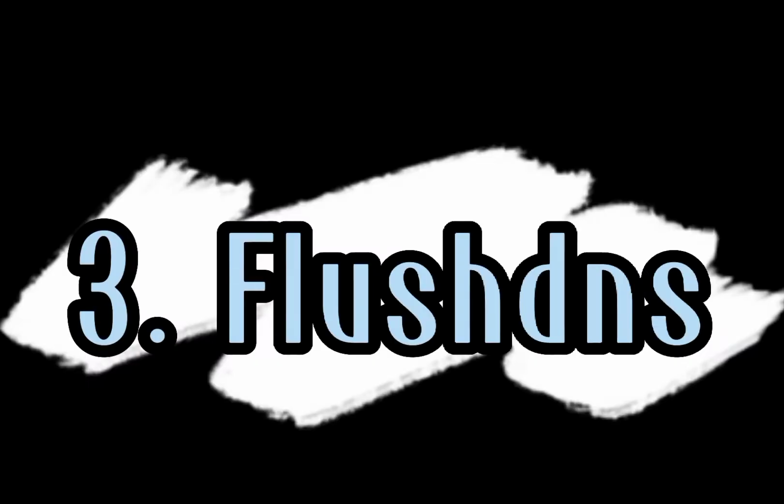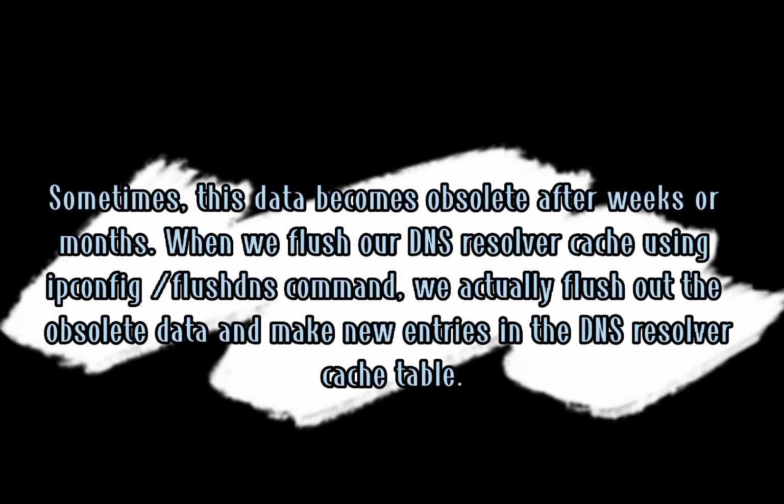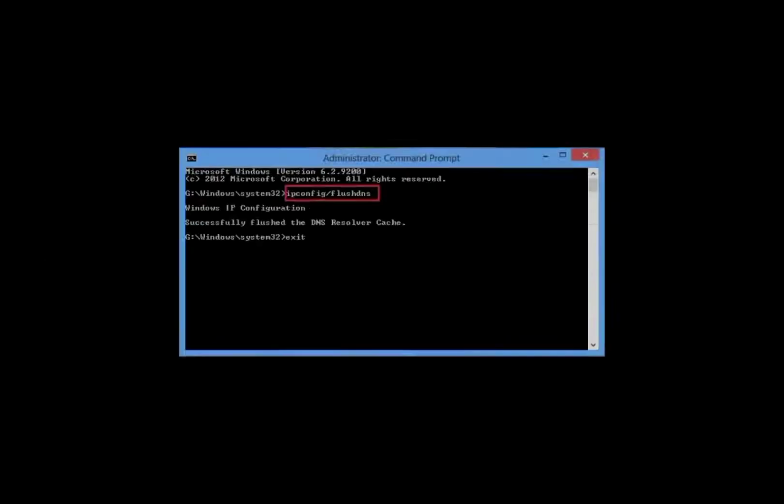3. Flushdns. Our computer maintains a list of the websites and their corresponding IP addresses that we access the most in the DNS resolver cache. Sometimes, this data becomes obsolete after weeks or months. When we flush our DNS resolver cache using the ipconfig /flushdns command, we actually flush out the obsolete data and make new entries in the DNS resolver cache table.